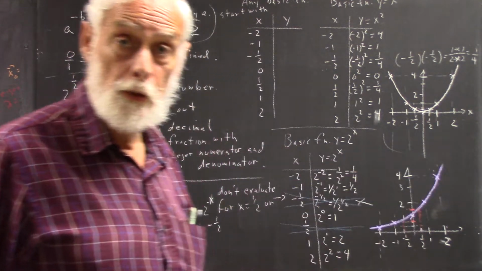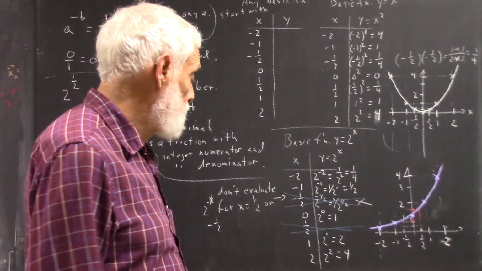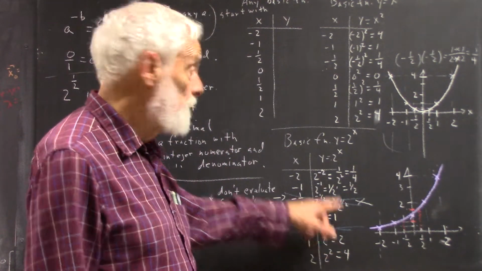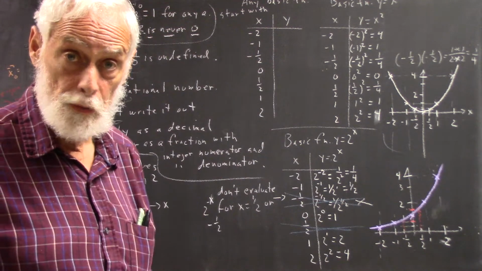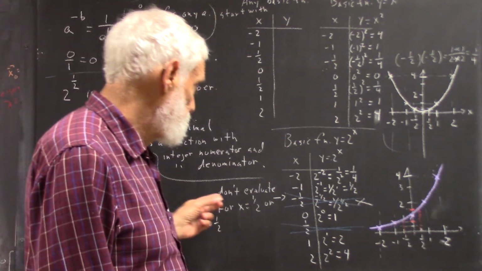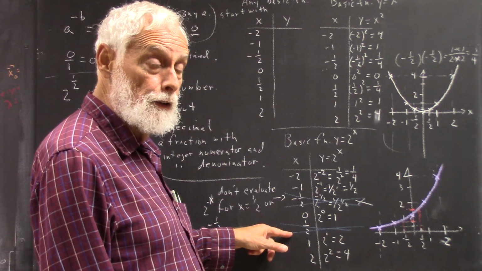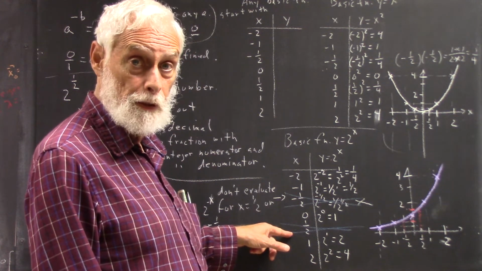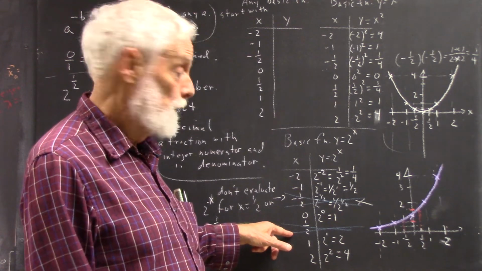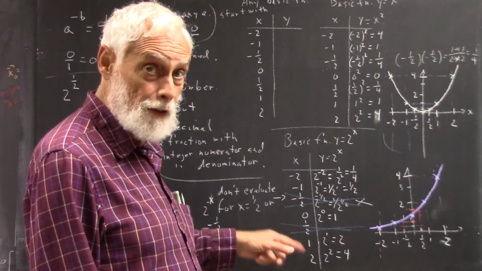So there is your graph. Big thing to note, 2 to the 0 is 1 because any number raised to the 0 is 1. And we don't evaluate for x values where we don't know how to do the arithmetic. And we don't know how to do the arithmetic to find the 1/2 power of 2.